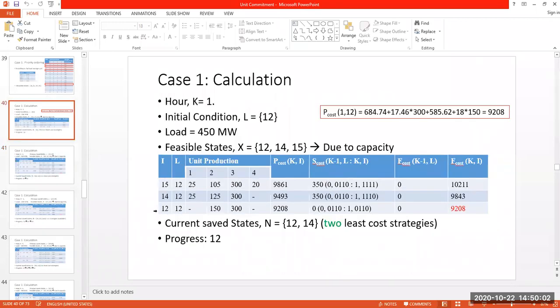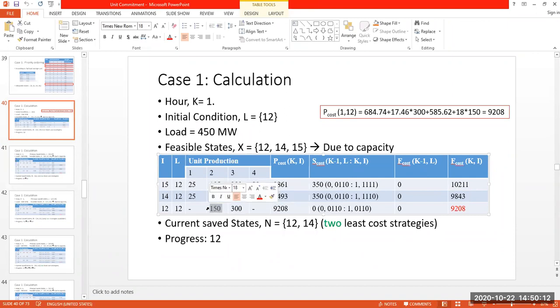So in slide 40, we are jumping between slides 30 and 40. You see it is 300 from unit number 3 and 150 from unit number 2. So this is how we satisfy the demand. How do you then calculate the P cost for this interval and this state?